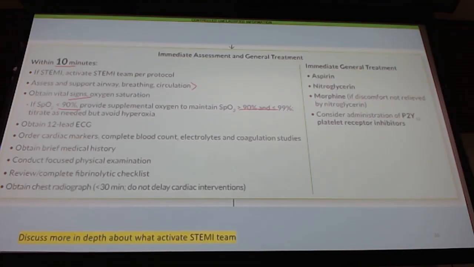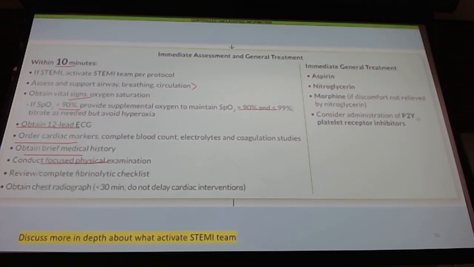Get that EKG, especially if it hasn't been done already. It's probably good practice to get a repeat EKG just to see if there have been any changes since the emergency crew got theirs. Get labs. And then do a brief medical history. Now remember, this is within 10 minutes. So this is not your 20-minute clinical assessment of your patient. You're going to be cutting out a lot of things and going directly at the pertinent things to help you with this ACS patient.